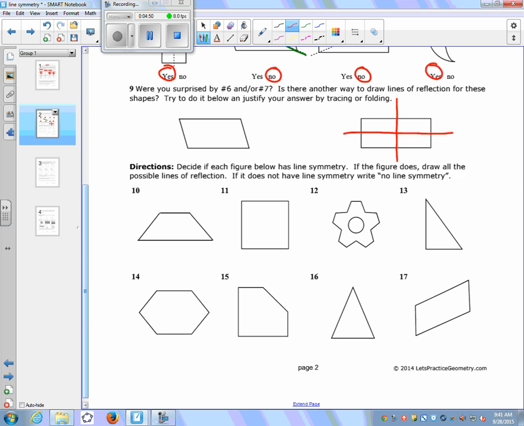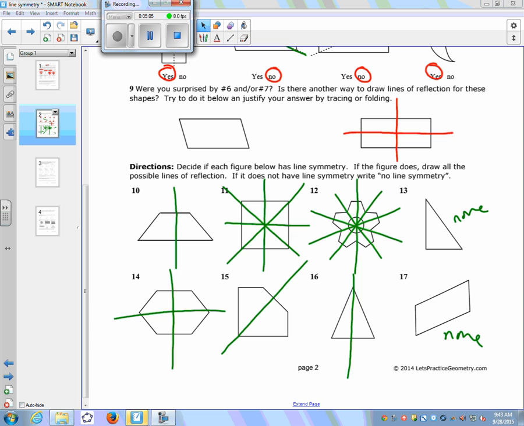Okay, for the next ones, decide if each figure has line symmetry. If it does, draw all the possible lines of reflection. If it doesn't, just write none. Okay, so again, try this on your own and then come back and check. Okay, you should have paused the video and done this yourself, but here are the answers.